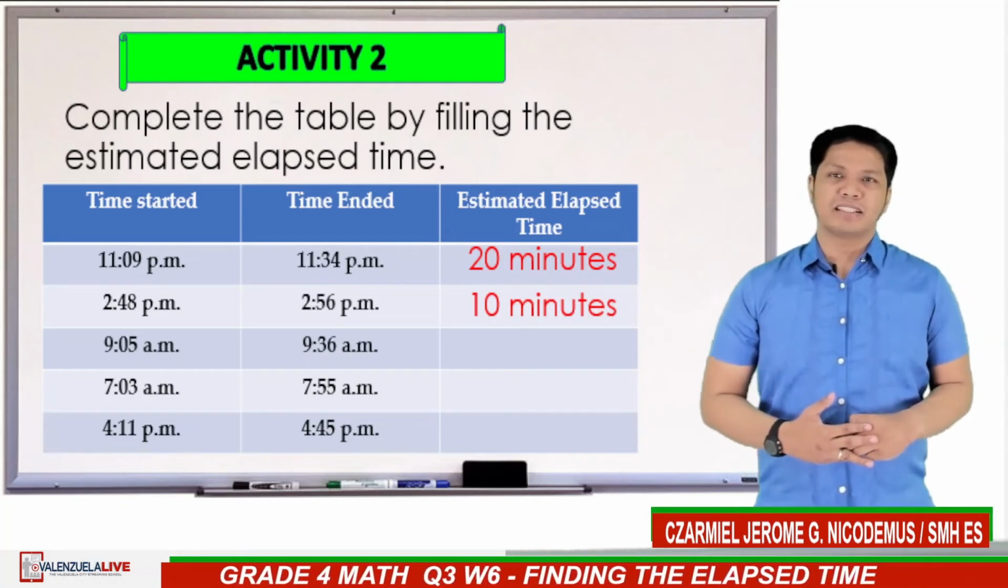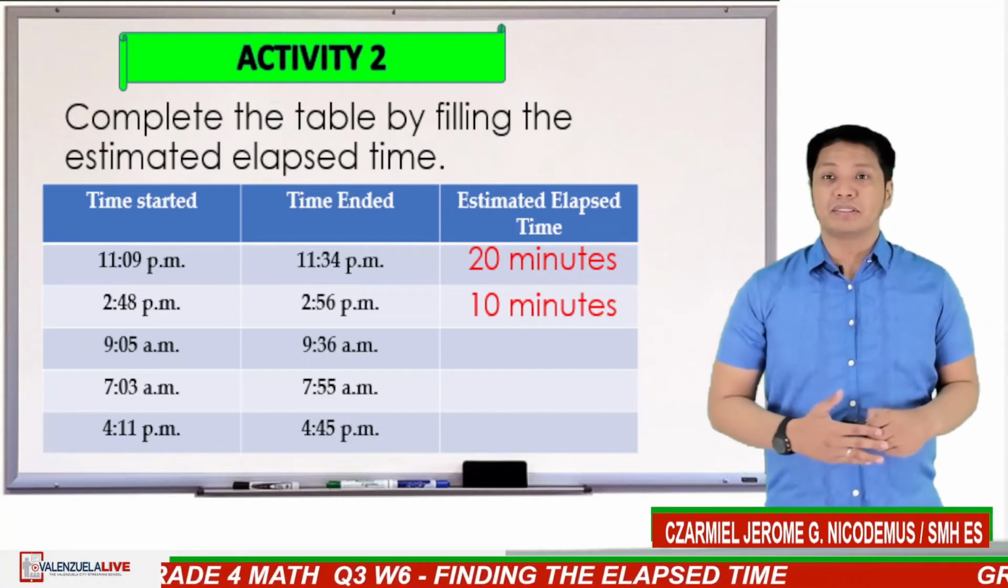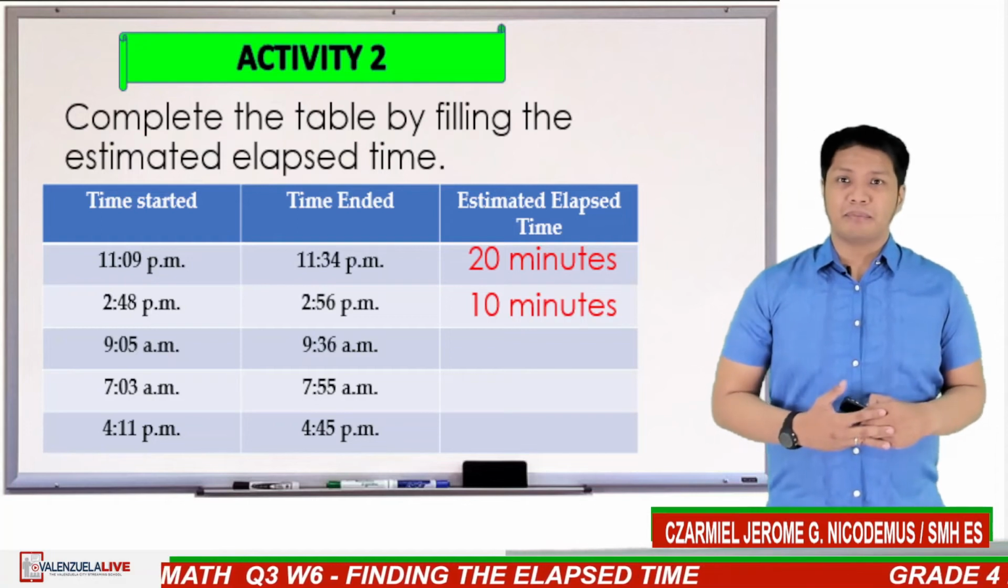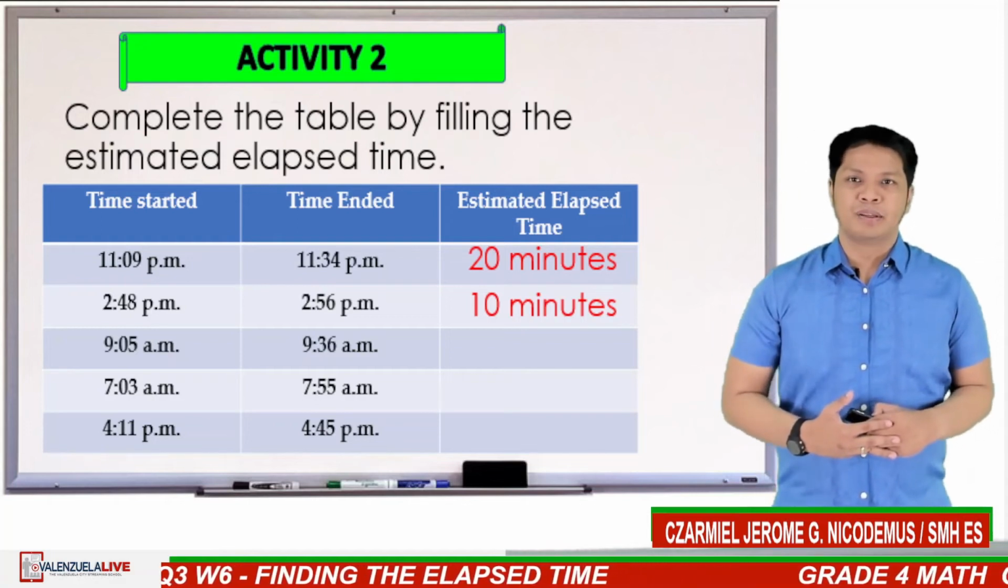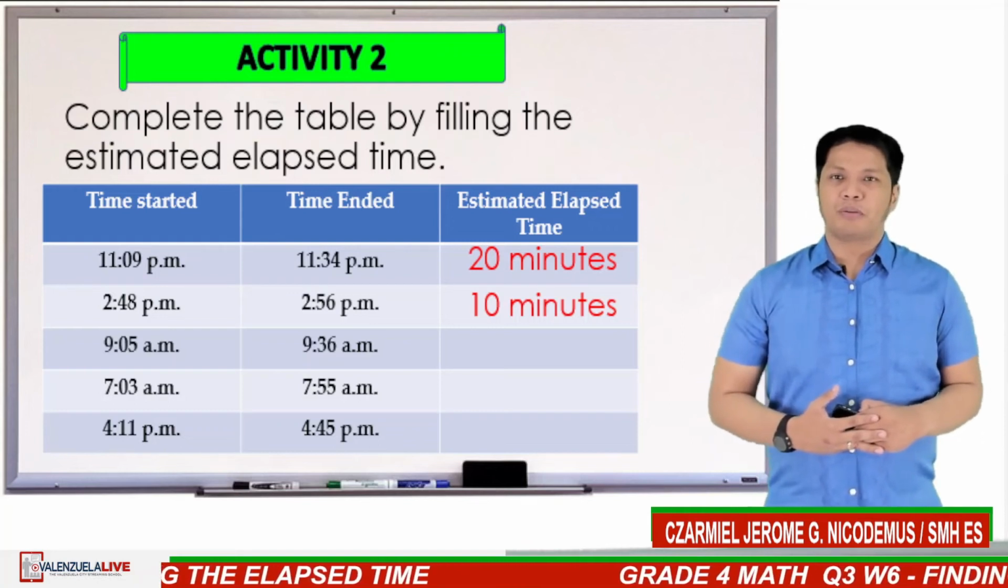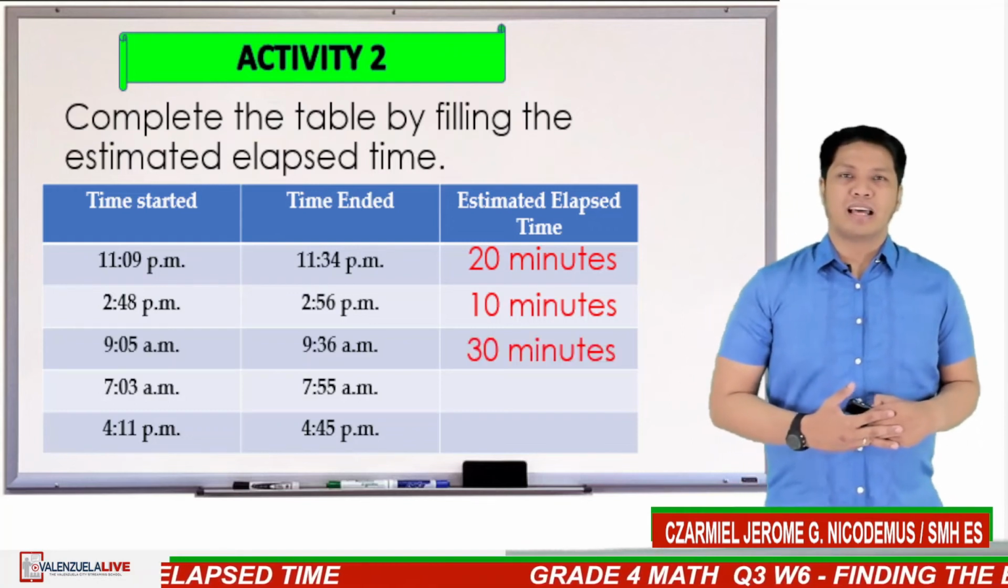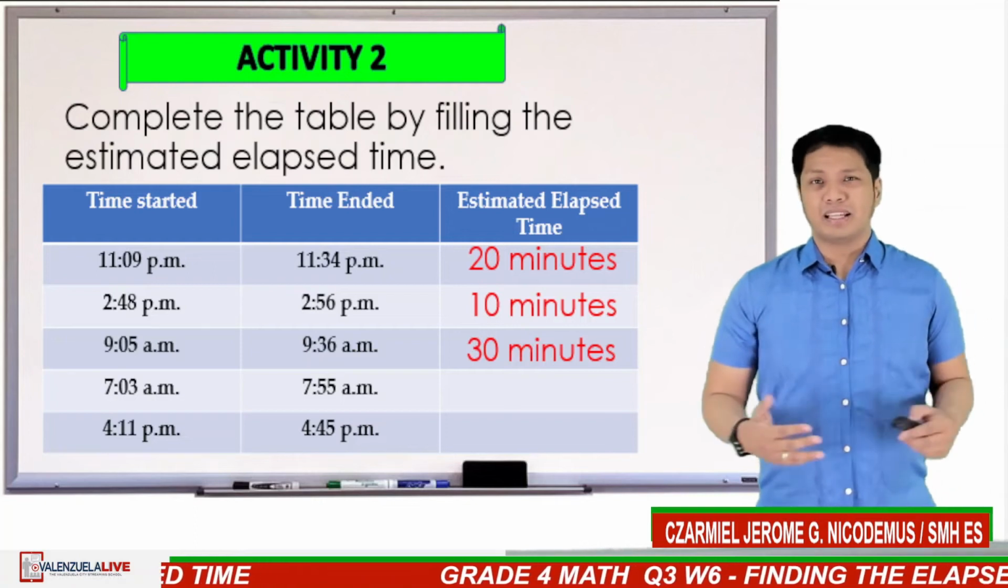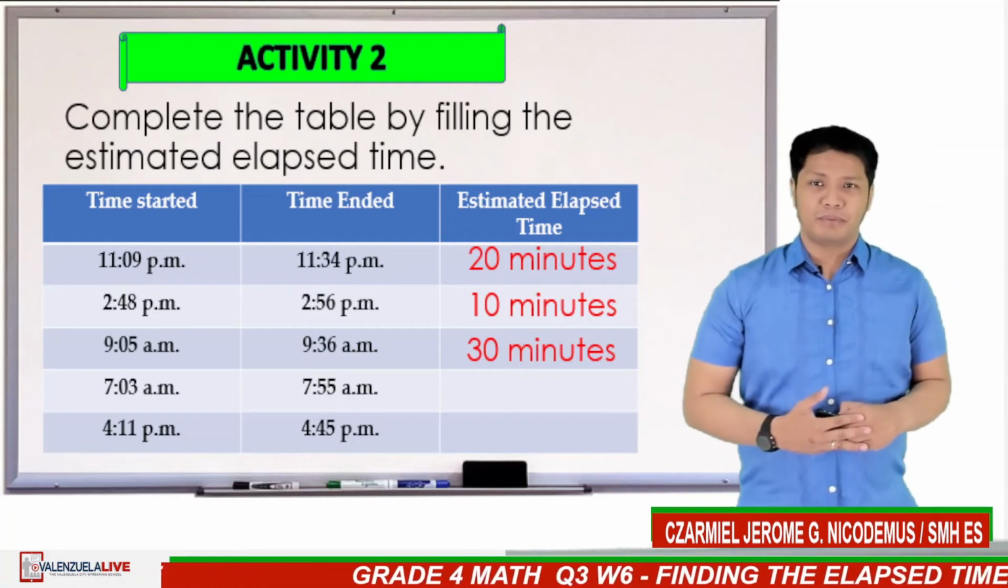Next, the time started is 9:05 a.m. and the time ended is 9:36 a.m. So 9:36 will become 9:40 and 9:05 will become 9:10. So the estimated elapsed time will become 30 minutes.